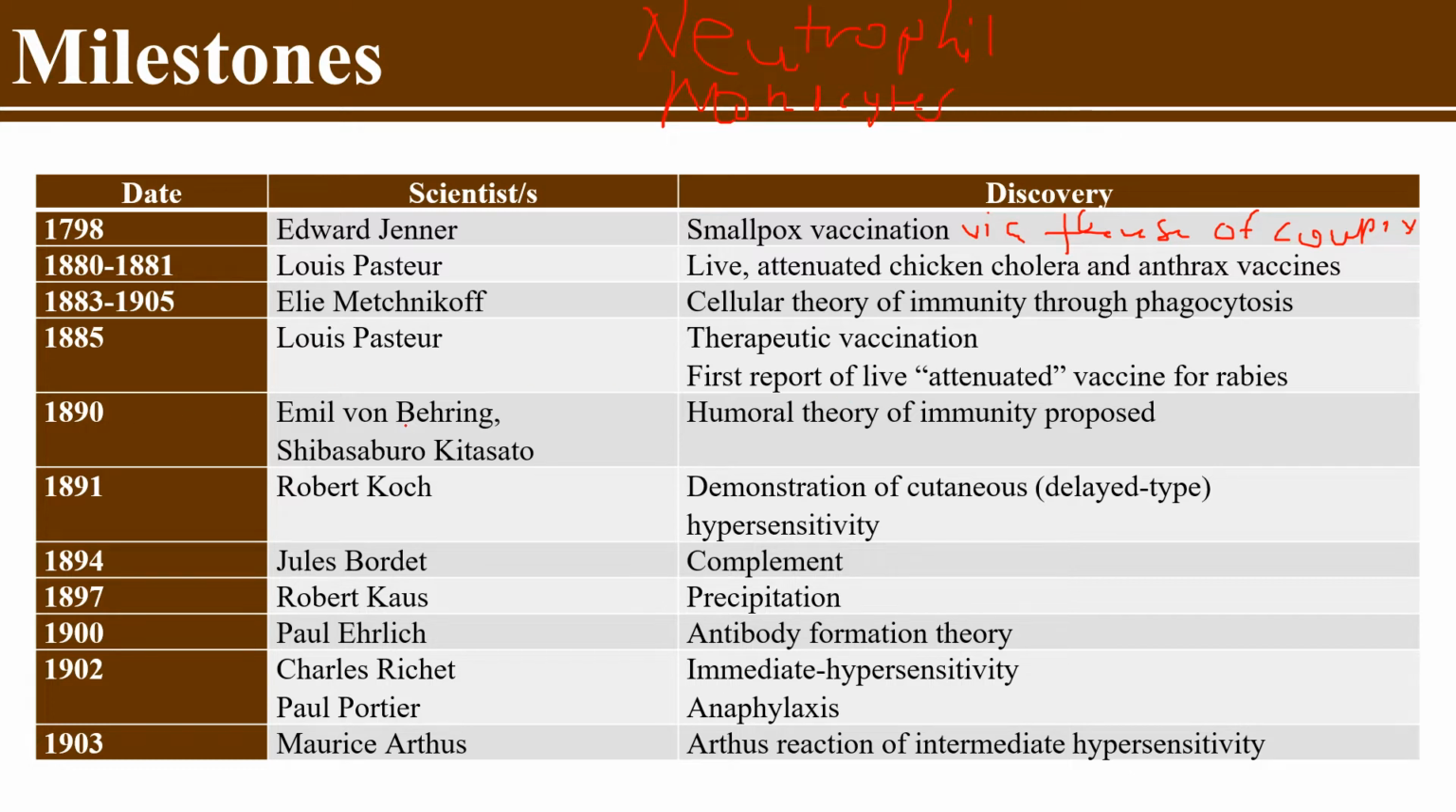Then in 1890, Emil von Behring and Shibasaburo Kitasato developed the humoral theory of immunity. So when you say humoral, class, this would usually involve your antibodies, which will be discussed in more depth in the coming modules. Then in 1891, Robert Koch demonstrated the cutaneous or the delayed type of hypersensitivity, which can be a more deadly type because it could lead to difficulty in breathing.